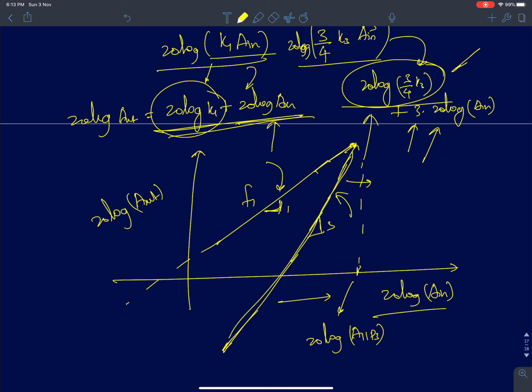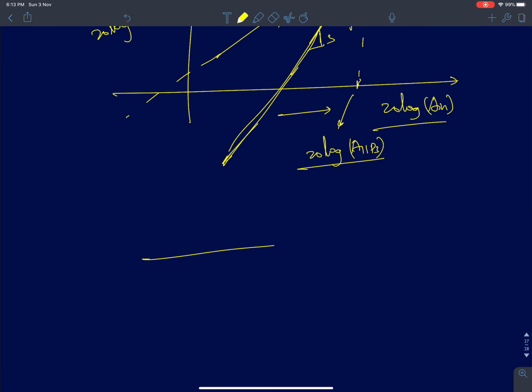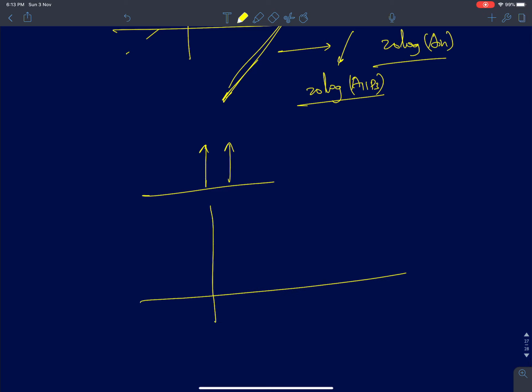Now this is power at frequency 2F1 minus F2 and 2F2 minus F1. So these are the intermodulation terms. The power will rise 3 times compared to the first harmonic. Okay. So how do we measure this? How do we find AIIP3 in a simulation? We just feed 2 tones, and then we'll try to find this graph.